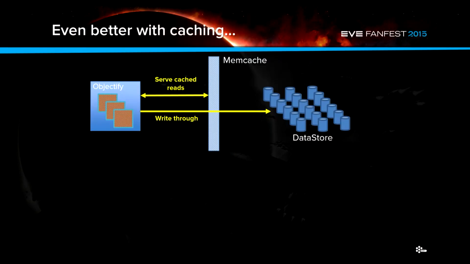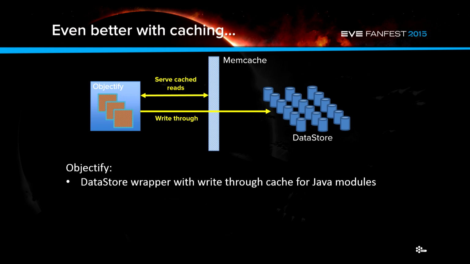So what we've done here is I've basically put a cache between the modules and the data store, and it's a write-through cache. So if I don't change the data very often, I'm going to get an immediate response from the cache. And when I do need to change it, I can just write through. And there's a really nice open source library that works very well with this called Objectify. It's essentially a wrapper around the data store that implements a write-through cache, and it happens to be written for Java.